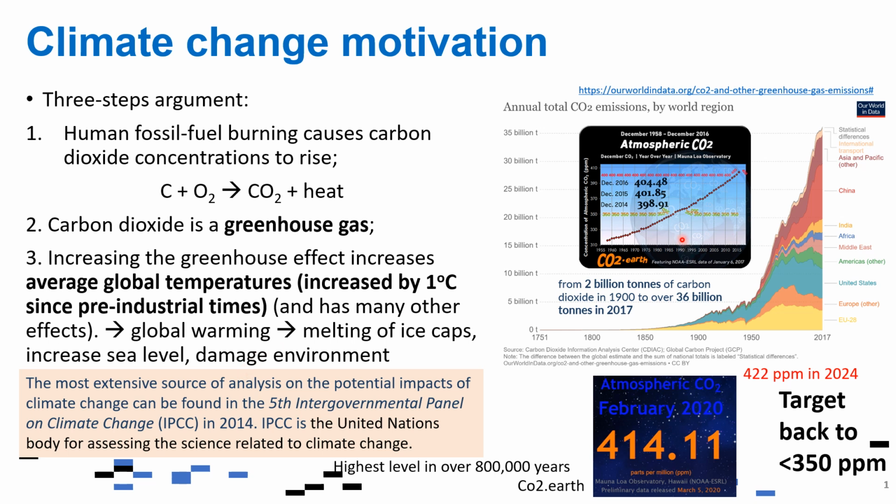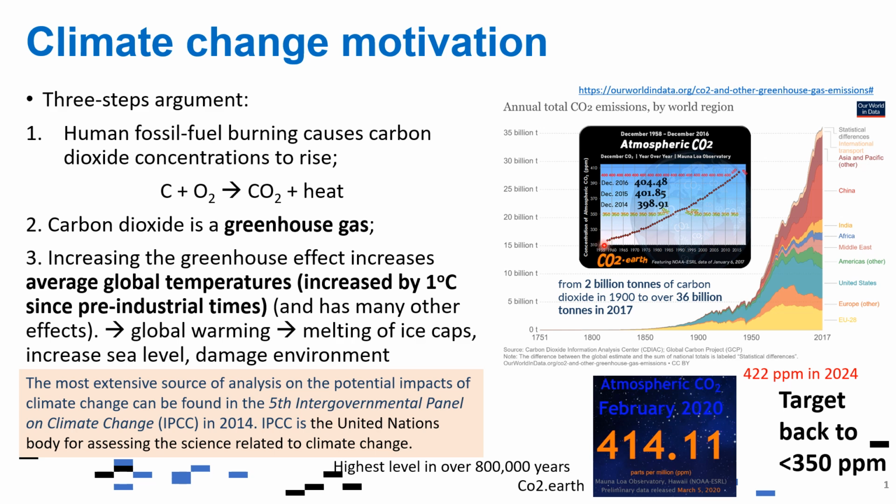So the atmospheric CO2 has been increasing very rapidly, especially since the Industrial Revolution. From 1751, around 2 billion tons of CO2 in 1900, and then from 2 billion, you can see the big jump, 36 billion tons in 2017. And the atmospheric CO2 concentration has been increasing quite high as well.